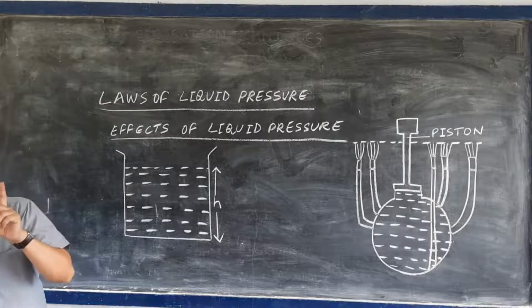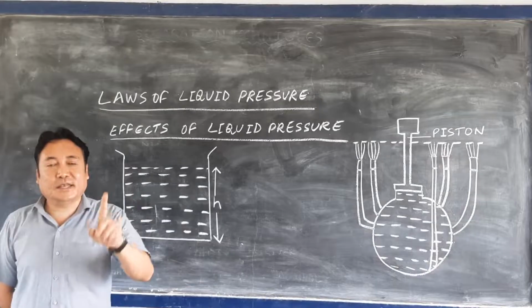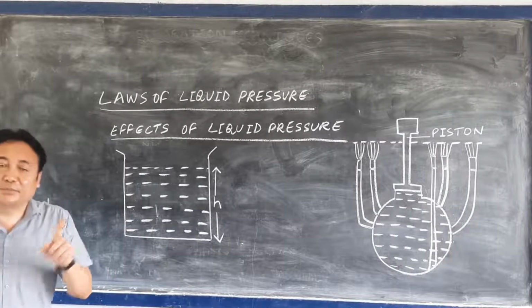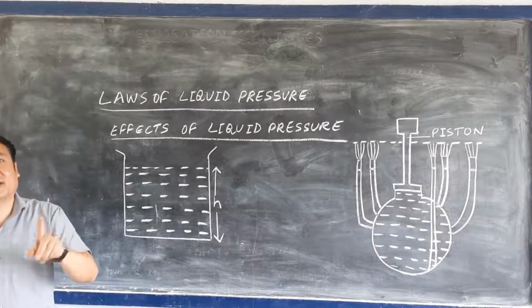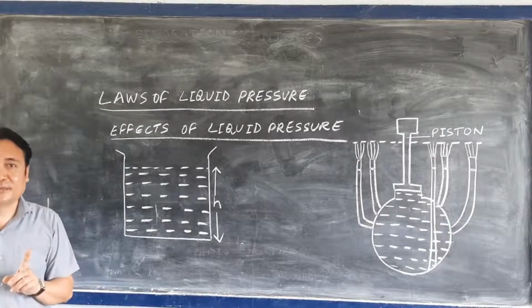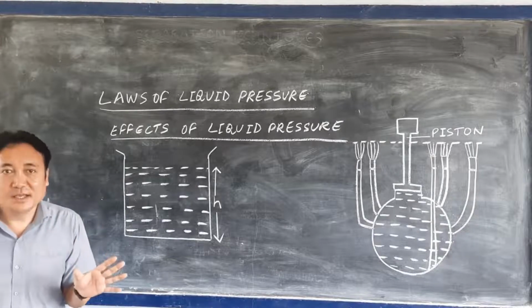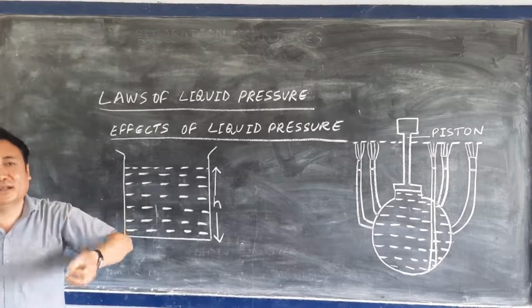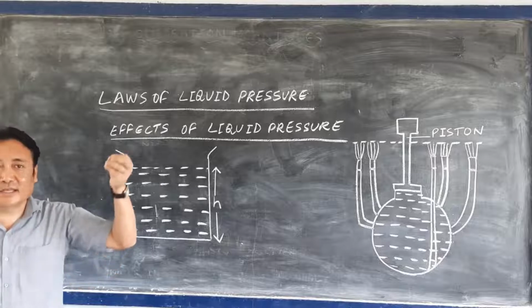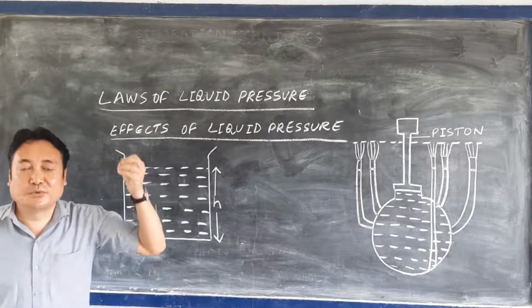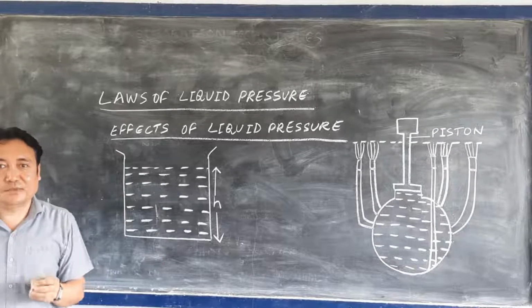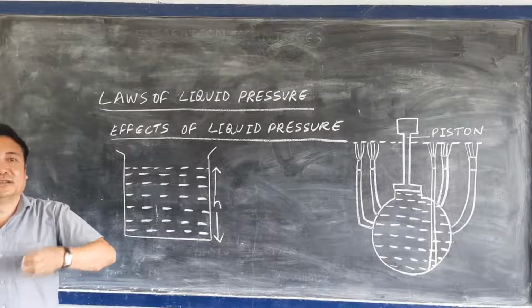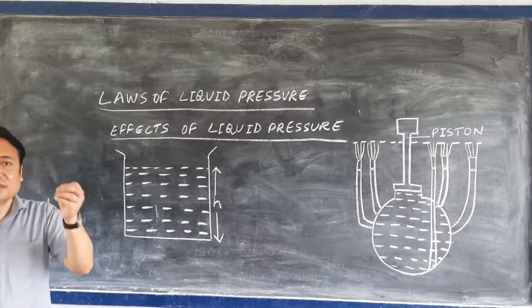And the third law is here. Pressure is the same in all directions. Again, the pressure is the same in all directions at all the points. Everywhere the pressure will be the same. The fact that the pressure exerted by the liquid is the same in all directions was demonstrated, or proved, by Blaise Pascal. Blaise Pascal was a French physicist.